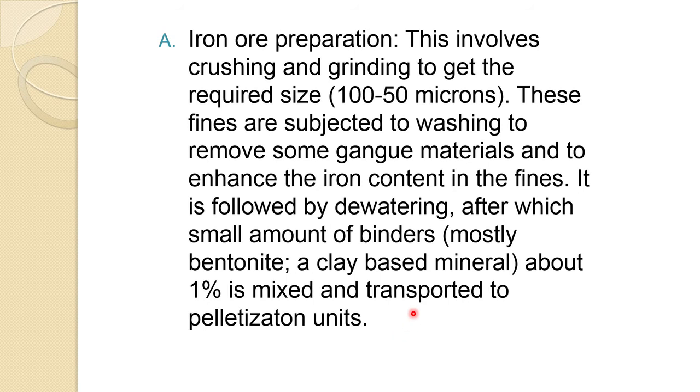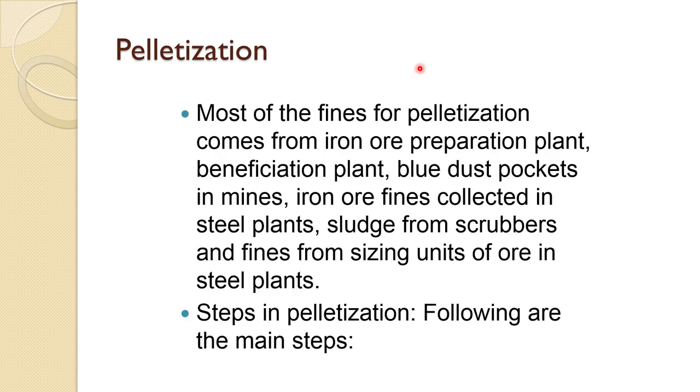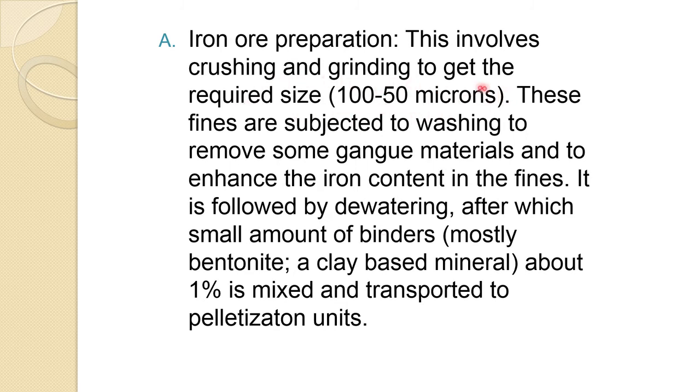The following steps are there in pelletization. One is the iron ore preparation. Naturally, because many of these feeds do not have the correct size, you have to do the crushing and grinding and make sure you get the required size between 100 to 50 micron. These fines are subjected to washing to remove the gangue material and enhance the iron content in the ore. When you do the washing, naturally it has to be followed by dewatering, after which, especially in pelletization, you put a small amount of binder, mostly bentonite, which is a clay based mineral. About 1% or so you mix it, and after mixing you send it to the pelletizing unit. So this is an important difference here.